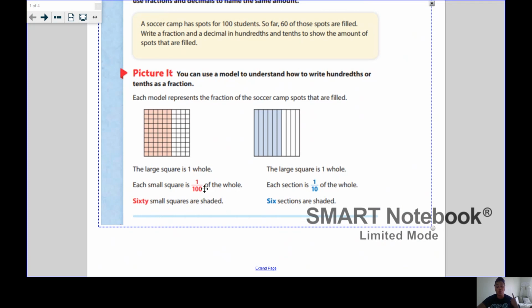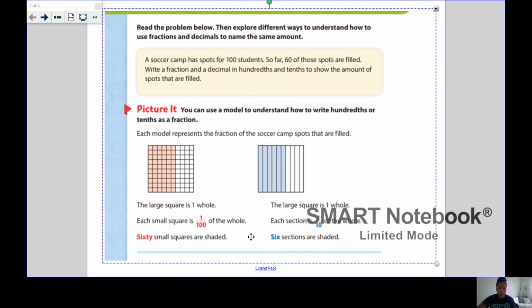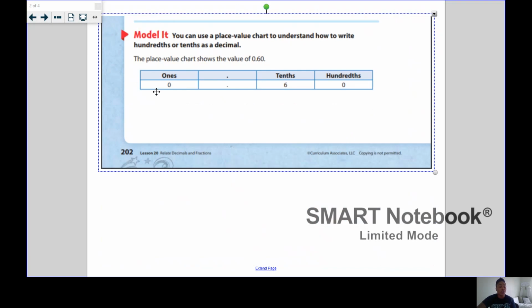Okay, so the large square is one whole. Each small square equals 1/100, right? So this whole right here is 100 little squares. And this is 1 out of 100. 60 small squares are shaded because there are 60 spots filled out of 100 students. We're going back to that problem. Then this one, the large square is a whole. Each section is 1/10. 6 sections are shaded, right? And so it's just showing us a way to model it or to picture it.